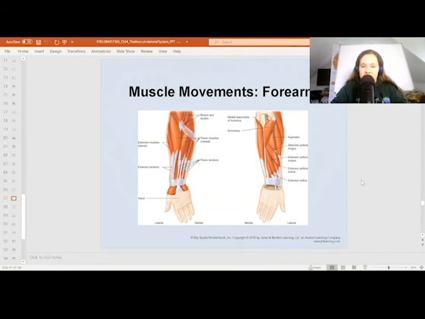Here, you might want to take a screenshot of this because I'll be leaving this slide anyways. But it shows the extensor muscles, the lateral, the extensor tendons, biceps tendons, flexor muscles, medial, and the position. You've got your ulna and your radius.